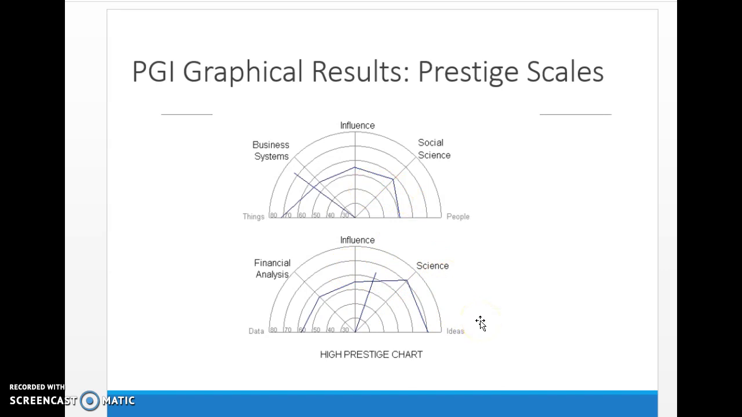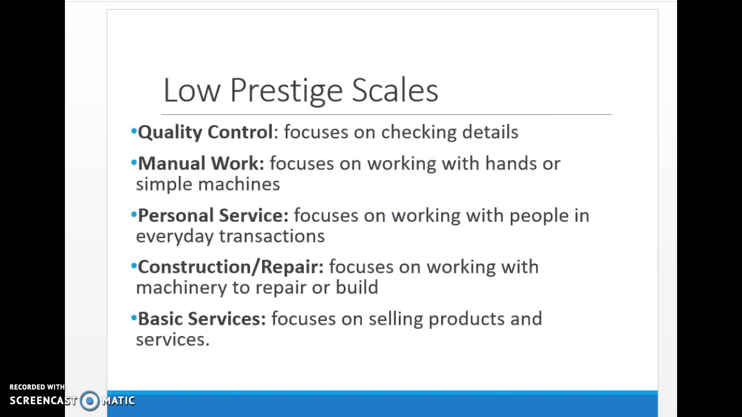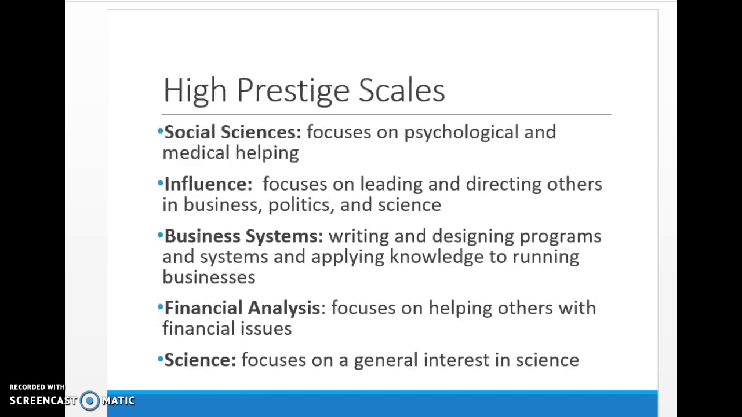And you interpret this in the same way as you interpreted the main circle. So like you have your summary line, and the ones closer to the edge are ones you have more interest in. And here are some descriptions of what each of these things mean. And again, in the PowerPoint, there are some examples.